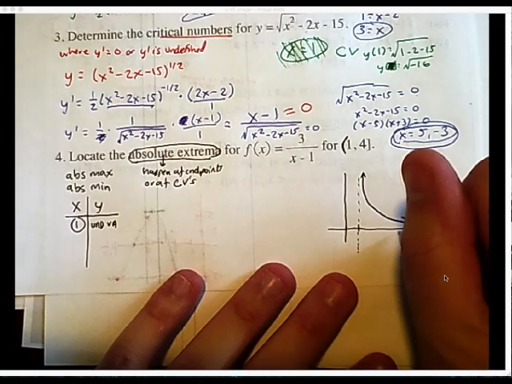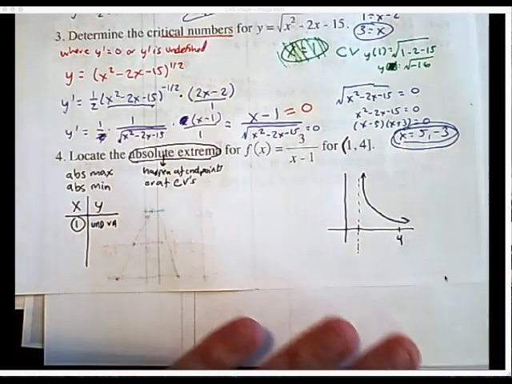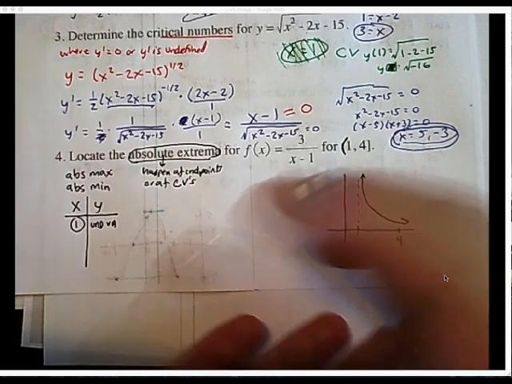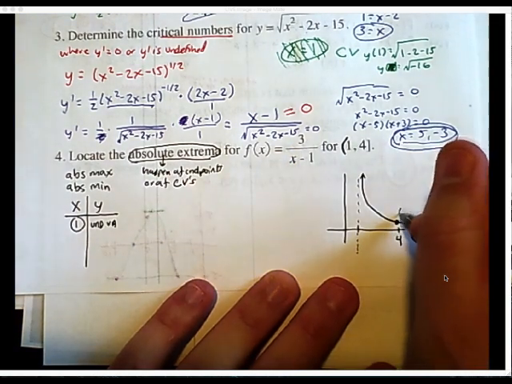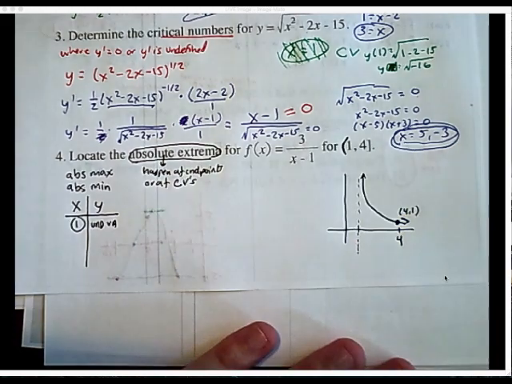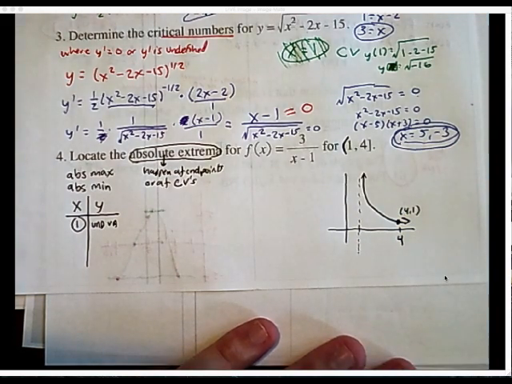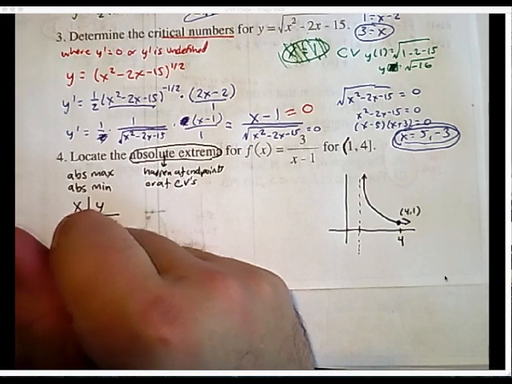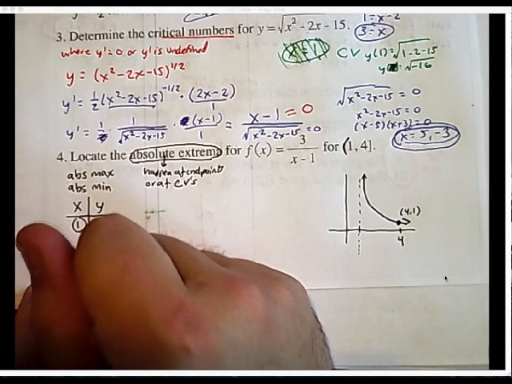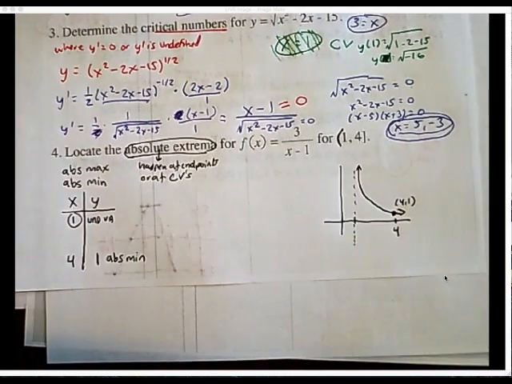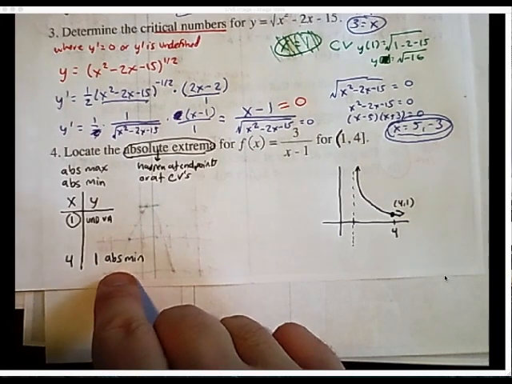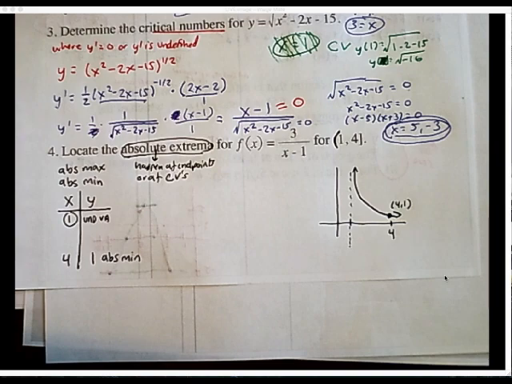And if I plug in 4, 4 minus 1 is 3, 3 over 3 is 1. So this is the point (4, 1). Just by knowing what the graph looks like, I know right away that I'm only going to get an absolute minimum of 1. Now let's say you didn't know that. We figured out what the endpoint value is. Let's figure out if there are any critical values.